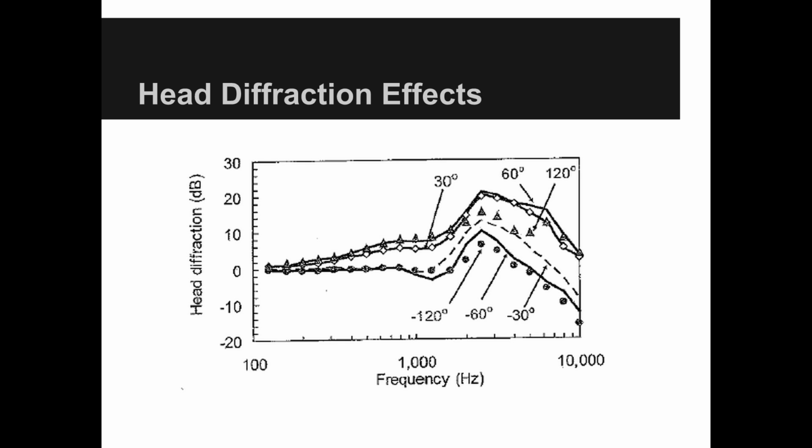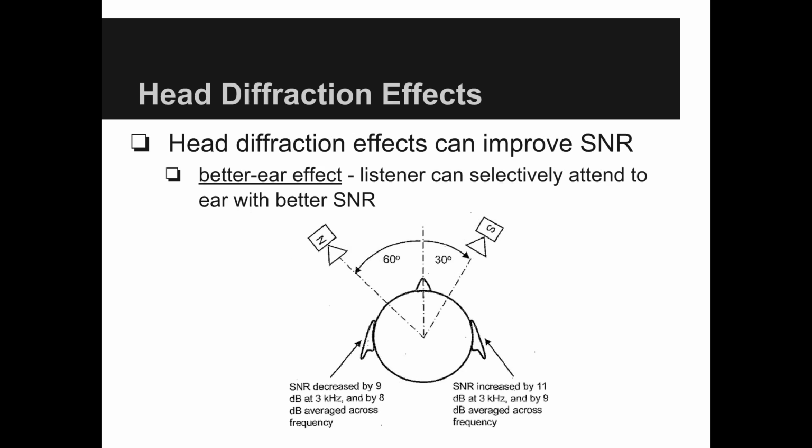And it would be no surprise that because of these head diffraction effects you could potentially have different SNRs occurring at each ear. When we have asymmetrical SNRs, where there's a better SNR in one ear than the other, we're able to selectively tune in to the ear with the better SNR and ignore the ear with the worse SNR. This is referred to as the better ear effect. So you can imagine the benefits of this.